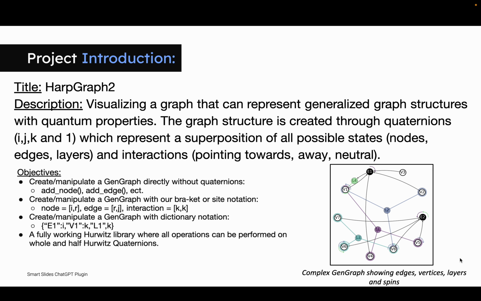Here is the output of a classical input. So this shows the edges, vertices, and layers, as well as spins. This is a more complicated one, but shows the features you can use.